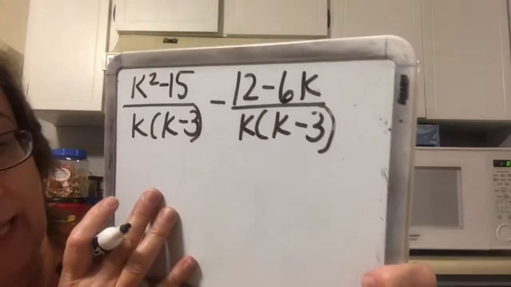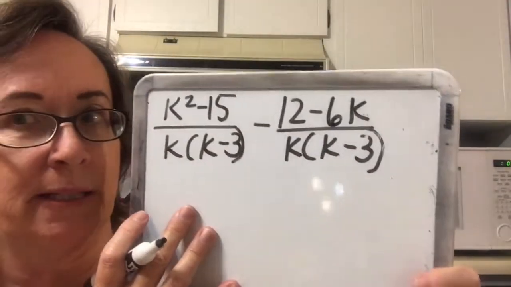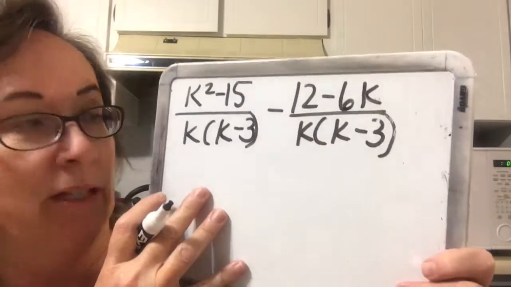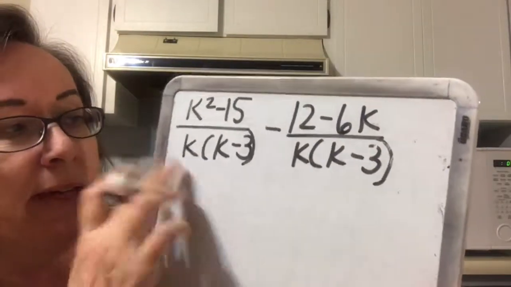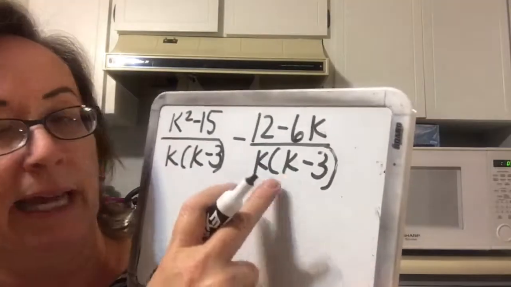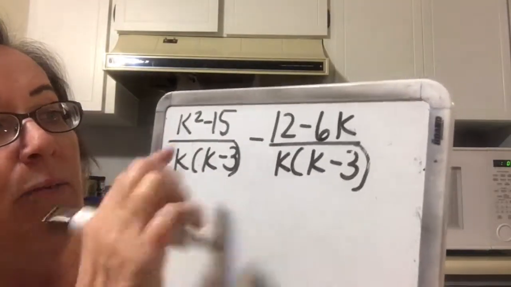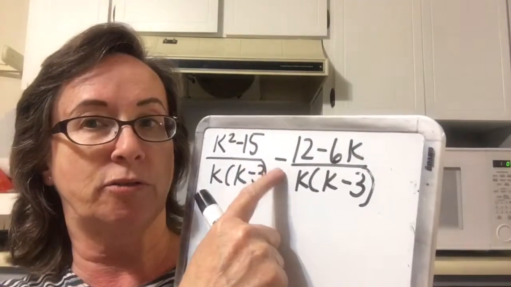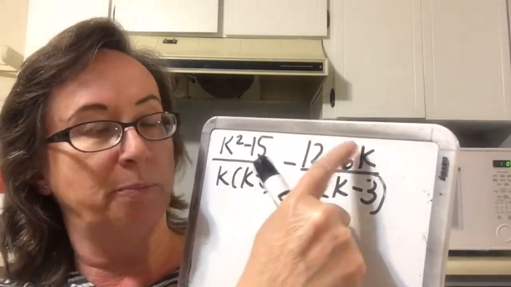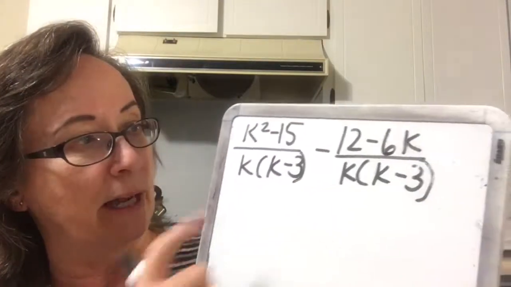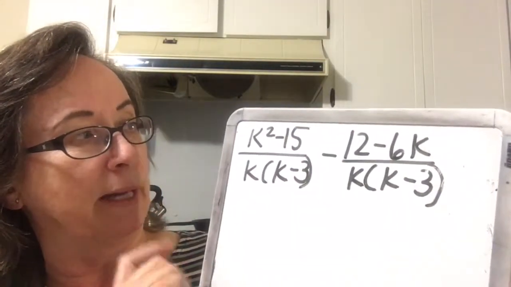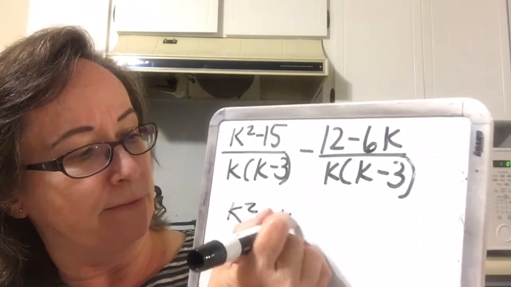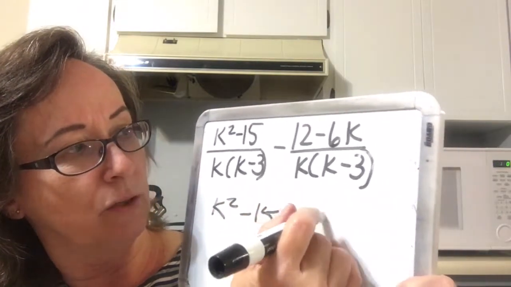All right, so this is the last one we're going to do with common denominators already done for us, because the rest of them we're going to have to do that ourselves. So we have k times (k minus 3) and k times (k minus 3). We do have a minus sign, so we're going to have to be careful to distribute this minus sign to both of the terms of the numerator following the minus sign. So we're going to have k squared minus 15 minus 12.